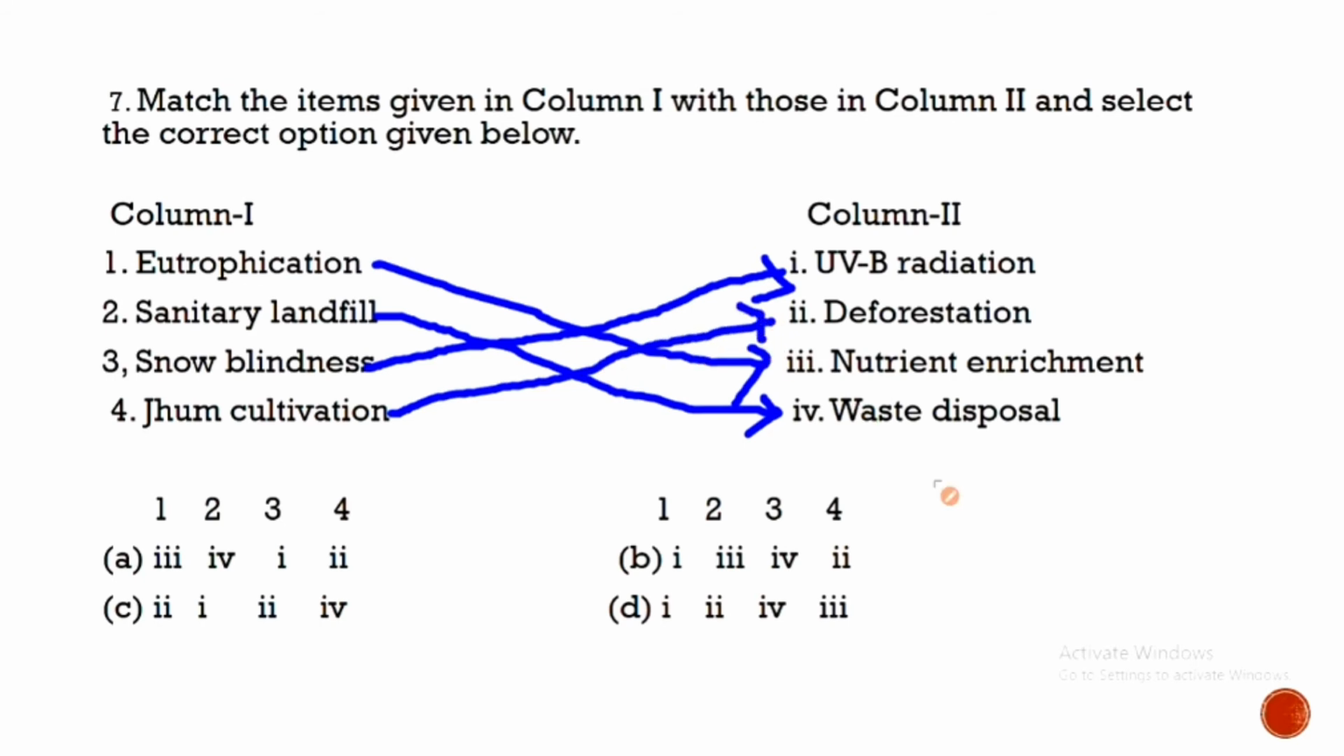So from this we have to match the right options. Okay, so 1 matches with 3, 2 matches with 4, 3 matches with 1, and 4 matches with 2. So the right option is option number A.